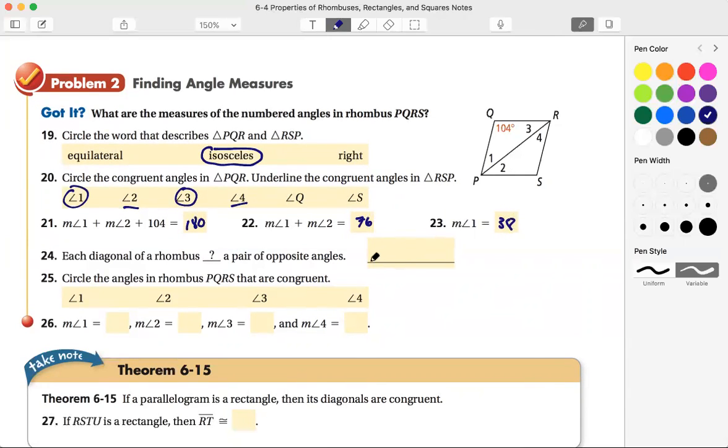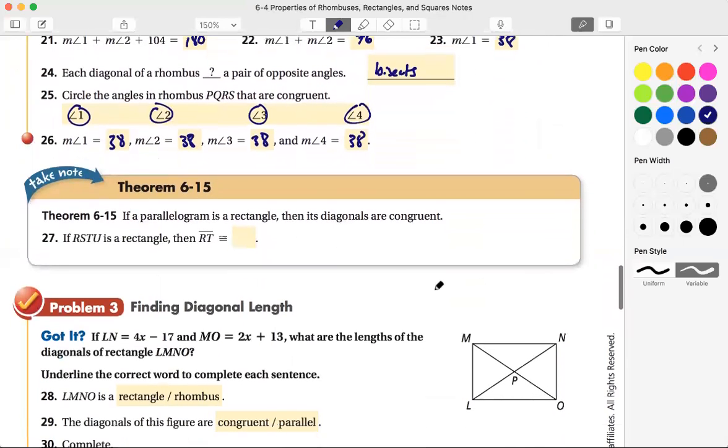Each diagonal of a rhombus bisects opposite angles. So circle the angles in the rhombus PQRS that are congruent: 1, 2, 3, 4. We know the measure of angle 1 equals 38. So 2 equals 38, 3 equals 38, and 4 equals 38.